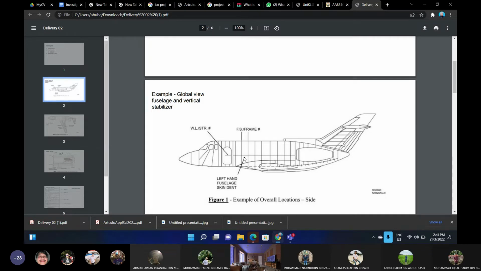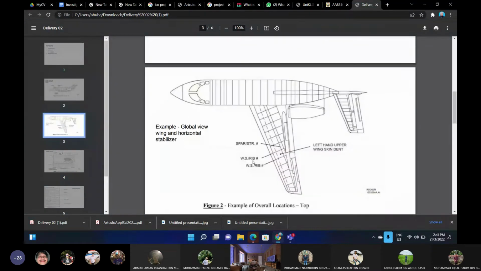And then you also need to at least show the frame, so the location of the damage shall be determined by identifying from which frame to which frame, or from which body station to which body station. And also you highlight from which stringer to which stringer, and if you do it on the wing, you have to highlight from which wing rib to which wing rib. Just a note indicating the location of the repair if you have damaged the wing.